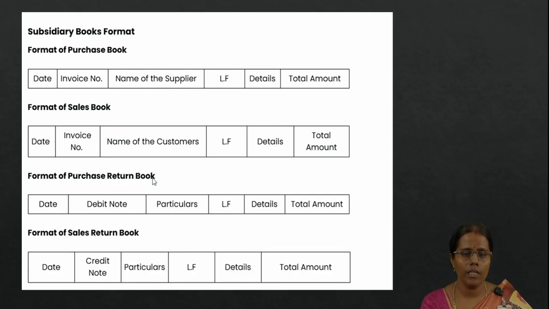And for purchase return book, we have to enter debit note. Instead of invoice number, we have to use debit note. And for sales return book, we have to enter the credit note. Instead of invoice number, we have to enter credit note. And then all the columns are the same in the four books, namely date, invoice number, debit note number, sales book invoice number, sales return book credit note number. Here the name of the supplier, name of the customer. Here the particulars column. And the other three columns are the same in all these books: ledger folio, details and total amount.